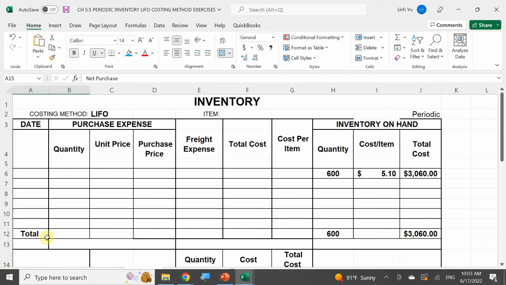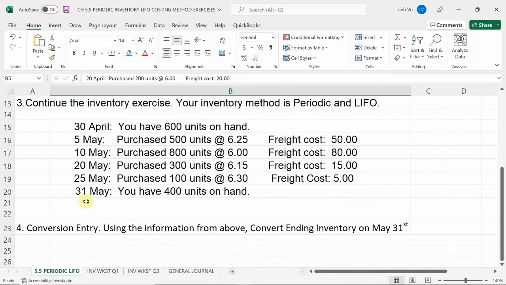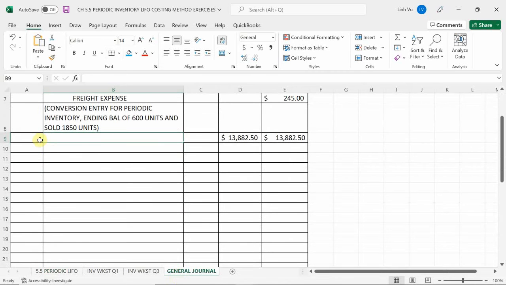Okay. So then now I can go ahead and continue with my inventory scenario and do the rest. Starting with May 5th, it's up to you. You can choose to practice the journalizing. So let's go ahead and practice it. On May 5th, we purchased 500 units at $6.25 each with a freight of 50. So let's go ahead and practice journalizing that transaction.